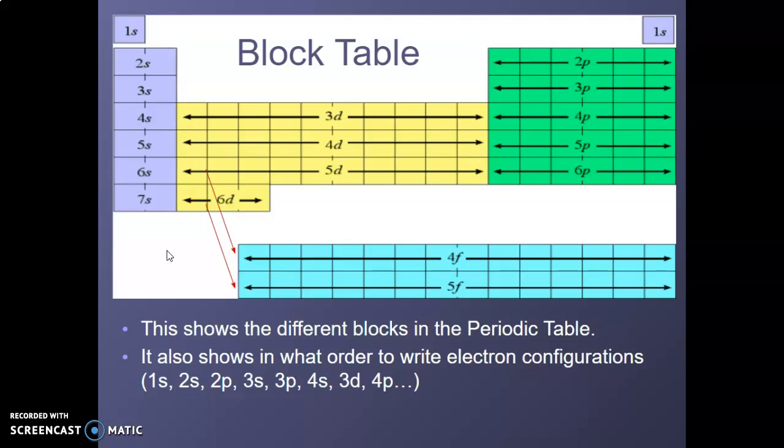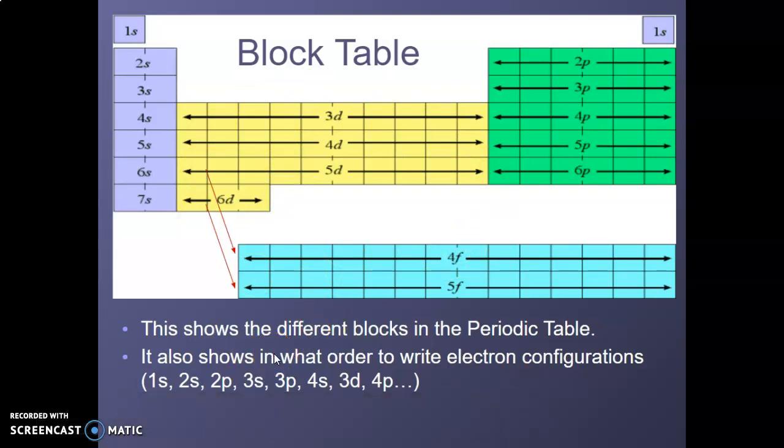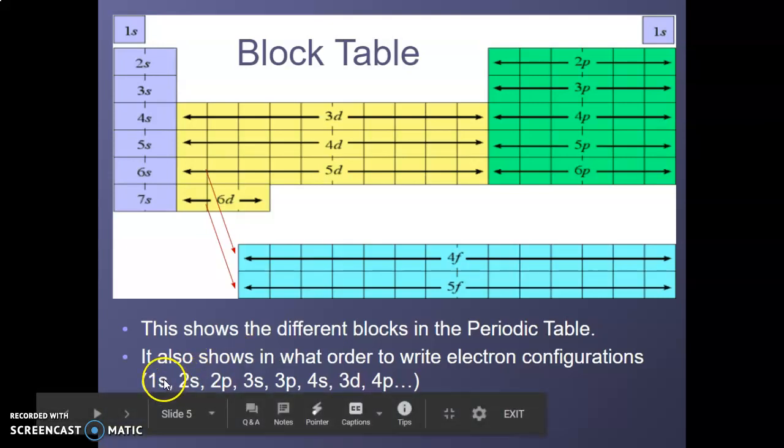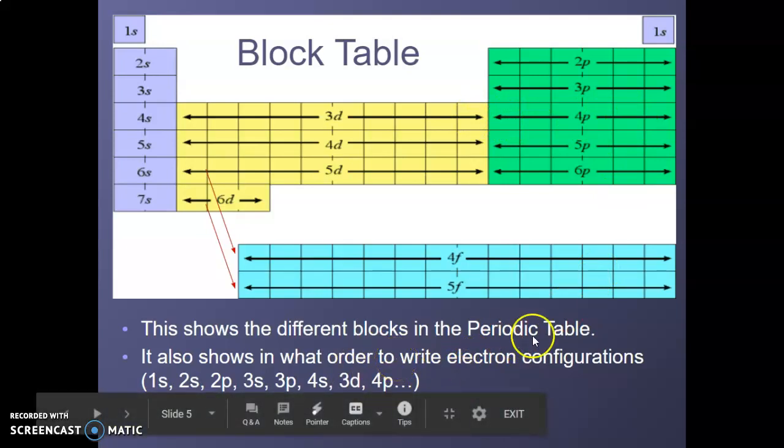The other thing that we can get from this particular picture is it shows what order we write the electrons in the electron configuration. So for example, we would start out at the top with 1s, and then we would go down to 2s, and then across to 2p, and then down to 3s, across to 3p, down to 4s, to 3d. I know that seems like it's out of order, but that's the way that it goes, and then up to 4p. And that's all that we're going to do in this class, is up to 4p.